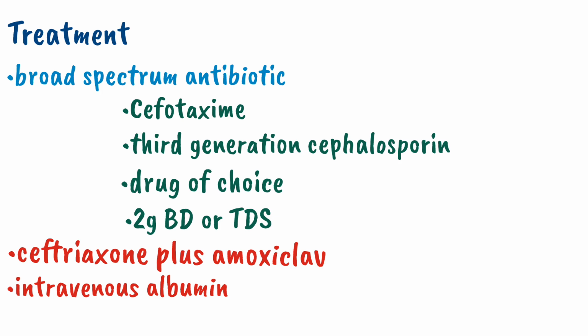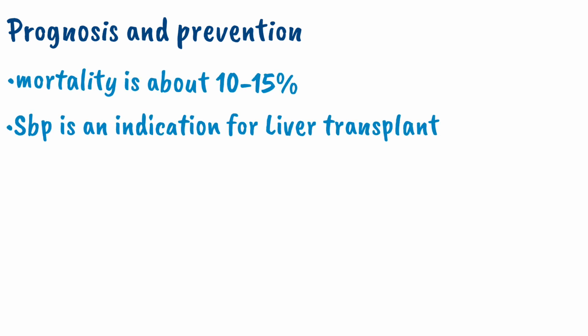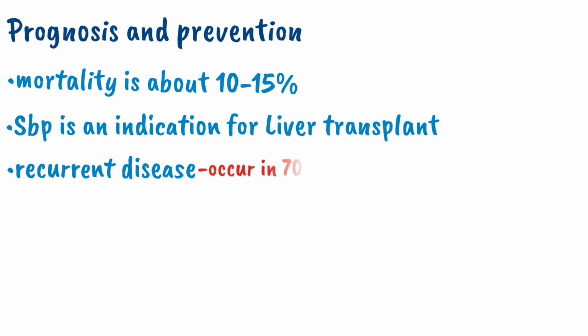Now come toward the prognosis and the prevention of SBP. SBP shows a grave prognosis. The mortality rate in SBP is about 10 to 15% and it is an indication for referral to the liver transplant center. Along with that, SBP is a recurrent disease, meaning that it will reoccur. The recurrence rate of SBP is about 70% within 1 year.